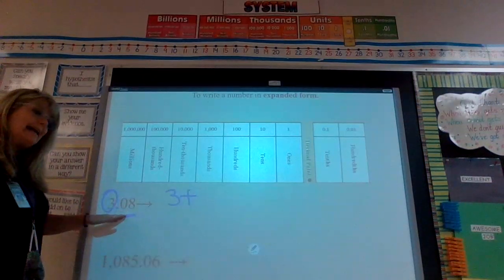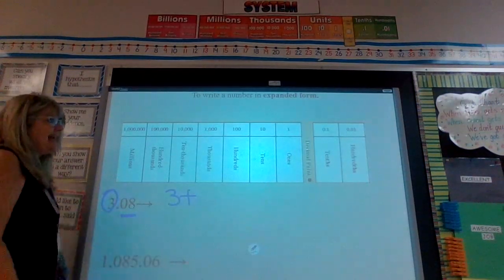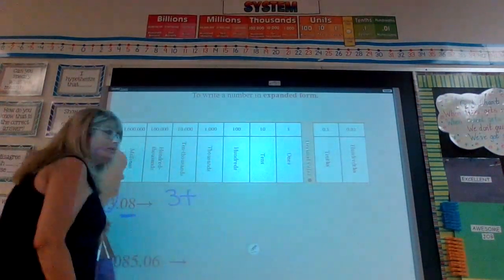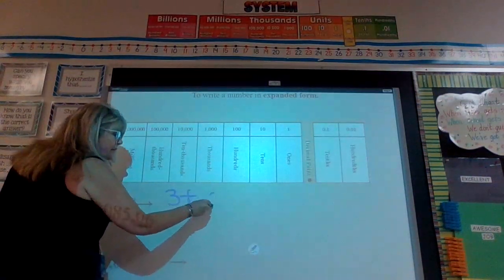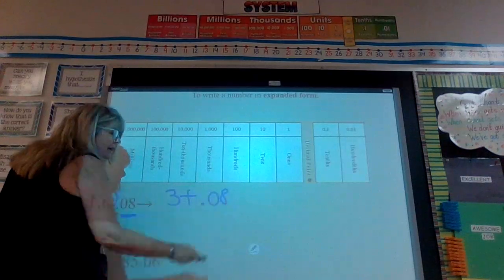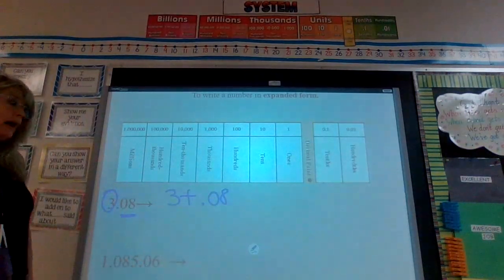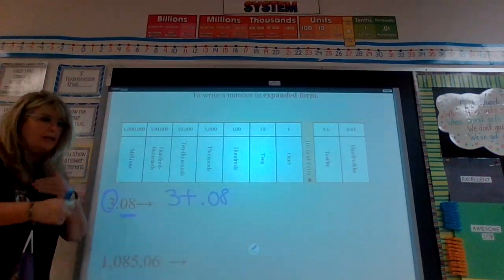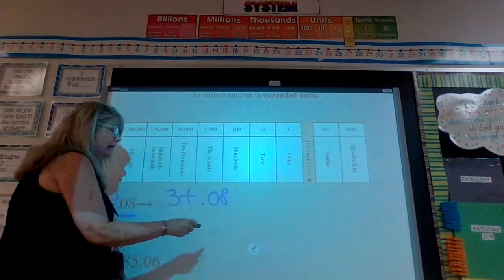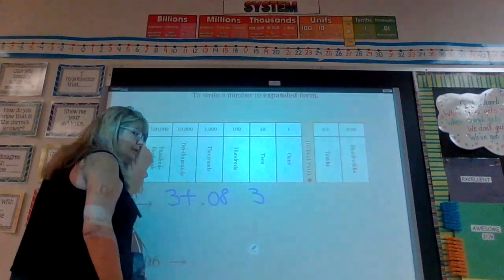But look at the 8. What place does the 8 fall in? It falls into the hundreds place. So you have to write it the way you see it. Now, if I was going to add these up together, taking you a little farther, I would line them up. 3 would be right there.